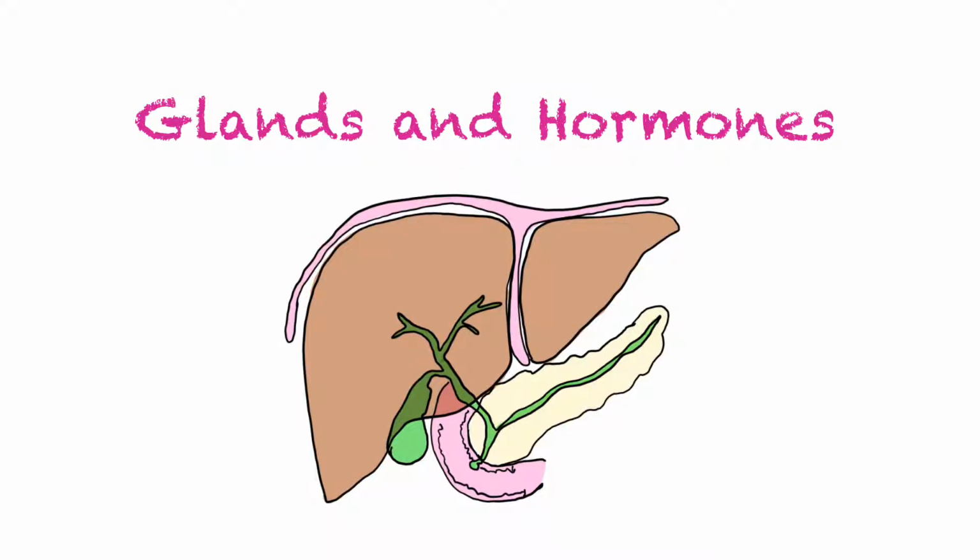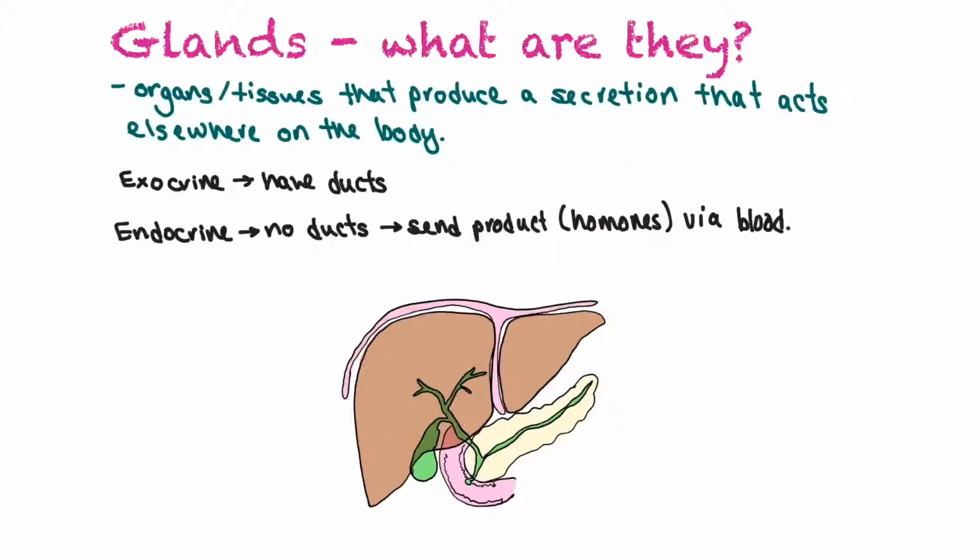In this video, we're going to learn about some of the glands and hormones involved in homeostasis. Glands are organs or tissues that produce a secretion or product that acts somewhere else on the body. And there's two different types of glands. One of them are exocrine glands, and exocrine glands have ducts that send their product into another target organ or tissue, and endocrine glands don't have ducts, so they send their product, which are now known as hormones, through the bloodstream.